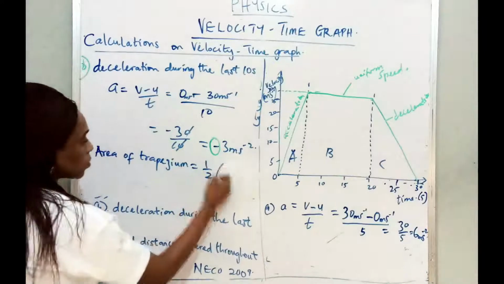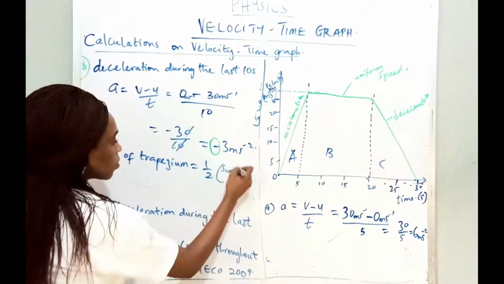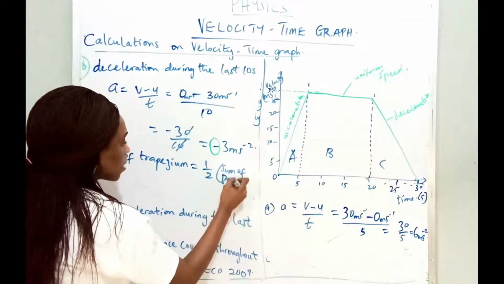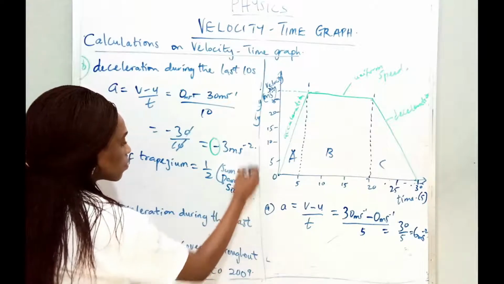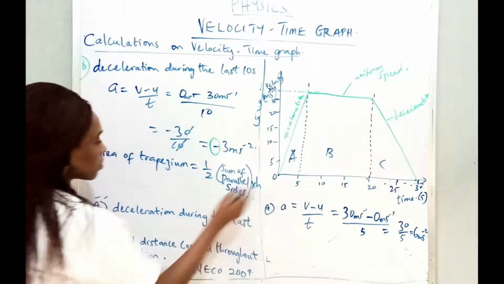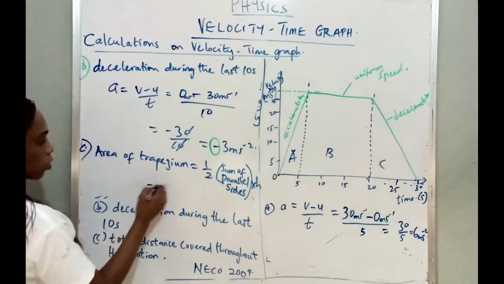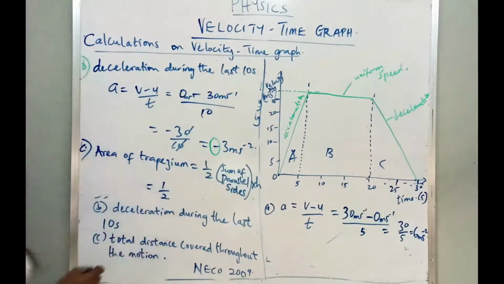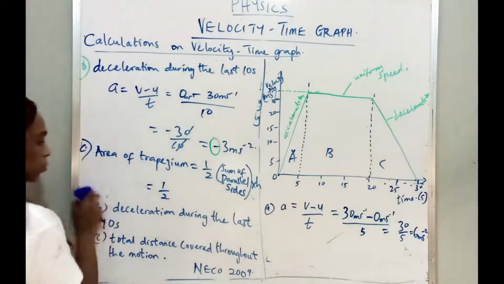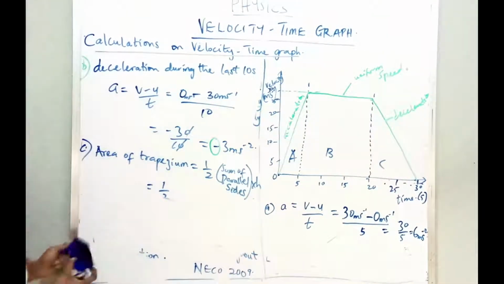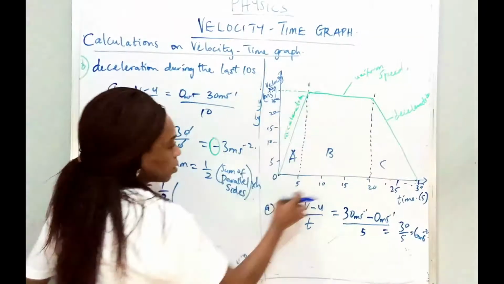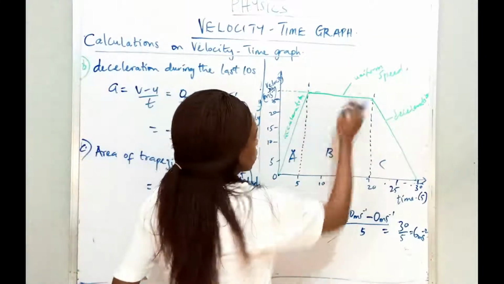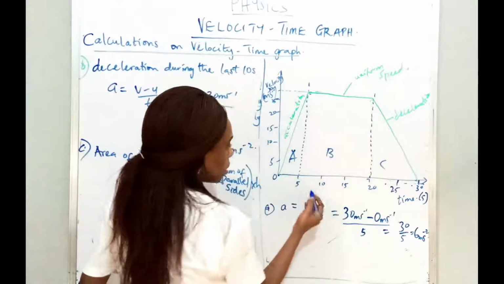Equals to half the sum of parallel sides times the height, which equals to half... these are the parallel sides, the sum of this and this. Now, from here to here, let's calculate.